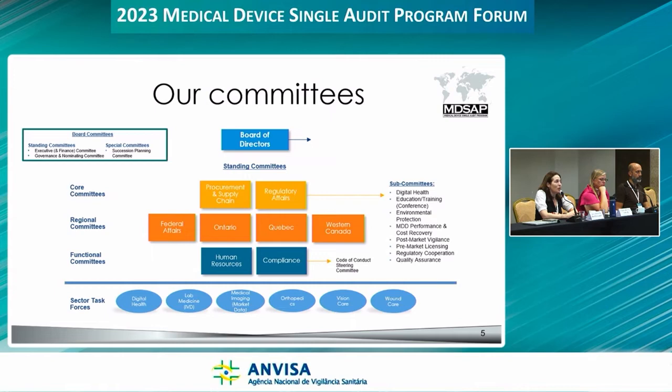I'm really not going to go line by line on all this, but the intent is to show you our structure and the really in-depth work that we do for our vision and our mission. We have quite a few committees: procurement and supply chain, regulatory affairs, which is the one I lead, and within regulatory affairs we have about 11 different subcommittees, environmental as well. We have provincial, human resources, and specific sectors like digital health, lab medicine, etc. And these evolve based on our members' needs.